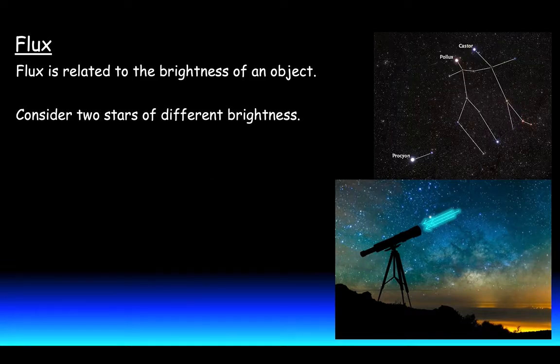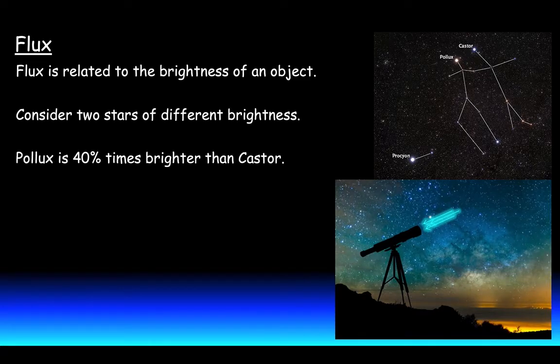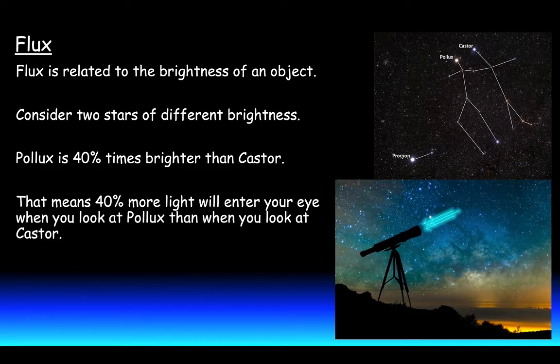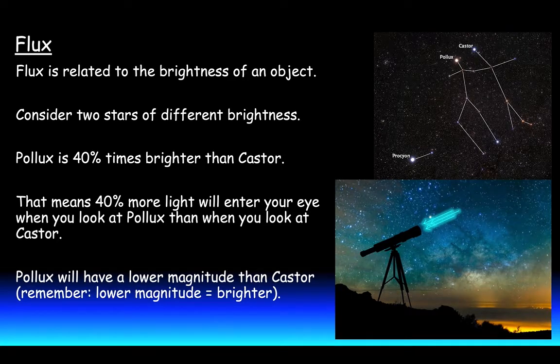Now, flux is going to be related to the brightness of an object. So let's consider two stars of different brightness. We could use Castor and Pollux from the constellation Gemini. We said earlier that Pollux is 40% brighter than Castor. So that would mean that 40% more light will enter my eye, or 40% more light will enter my telescope when it's looking at Pollux compared to when it's looking at Castor. So that implies that Pollux will have a lower magnitude than Castor, because remember, a lower magnitude means a brighter object.